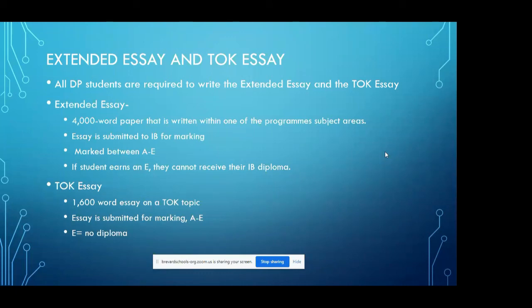As well as with the TOK essay, this is another essay that is written in the TOK class. It is more specific to the course itself. The extended essay is just something that IB has rolled into the TOK class. The TOK essay is a requirement and is the main assessment of the TOK class. This is a 1,600 word essay on essentially a philosophy / TOK topic. Again, this essay is submitted to IB for marking. It is given a score from an A through an E. And if they receive an E on either the extended essay or the TOK essay, they would not be able to receive their diploma.